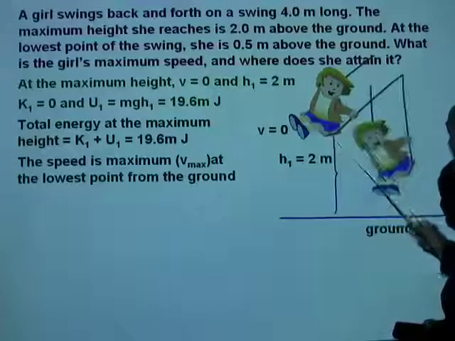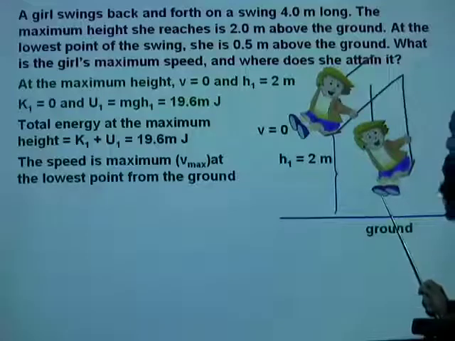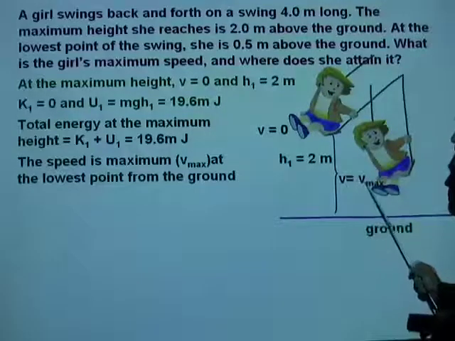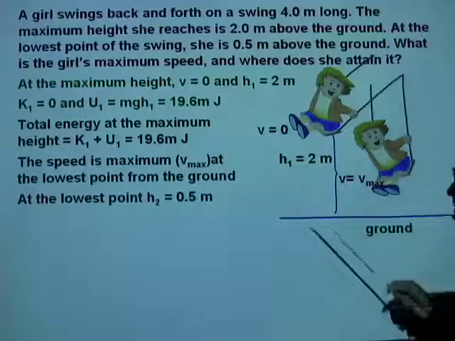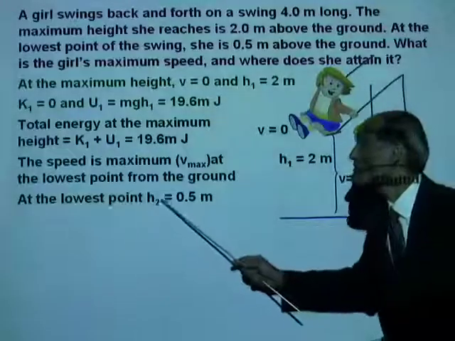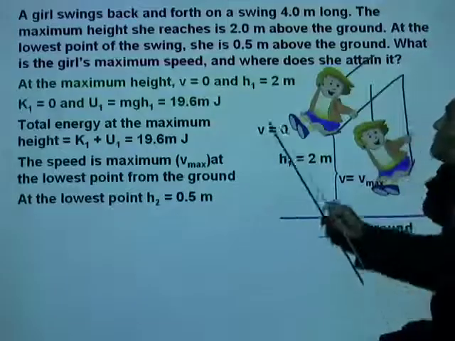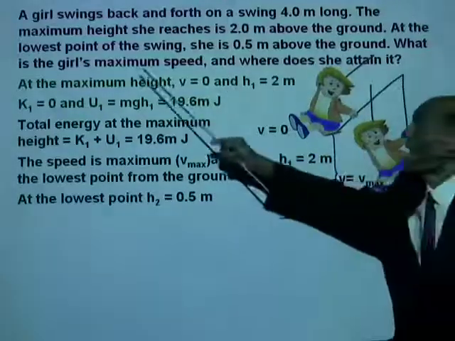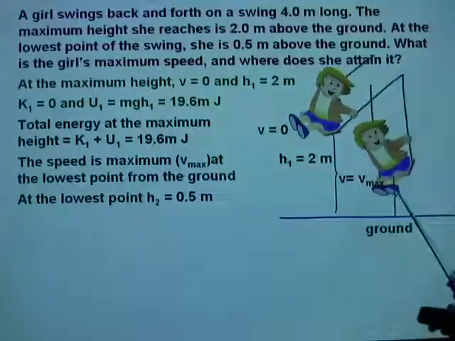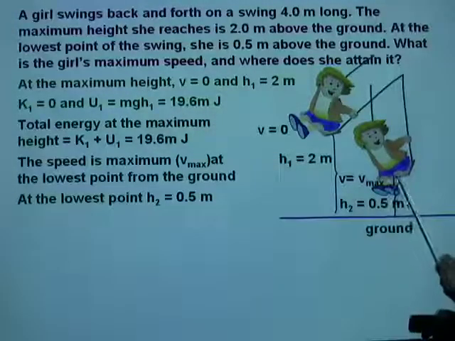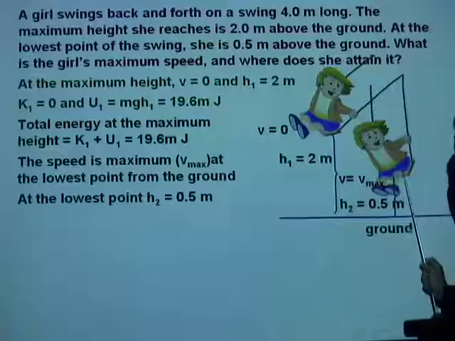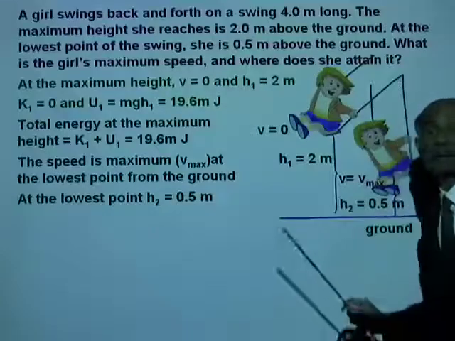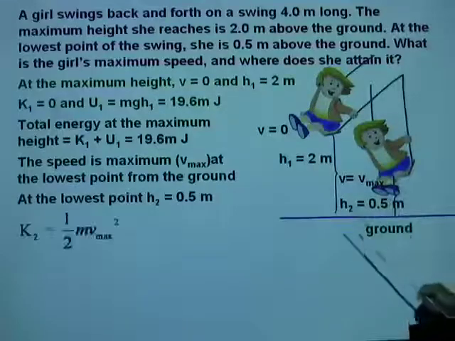So the swing is come now. This is the lowest point. The speed is maximum there. v equal to v max. And at the lowest point, h2 equal to 0.5 meter. So she is 0.5 meter above the ground at the lowest point. So this height is 0.5 meter. That means she has a certain amount of potential energy and a certain amount of kinetic energy at this point.